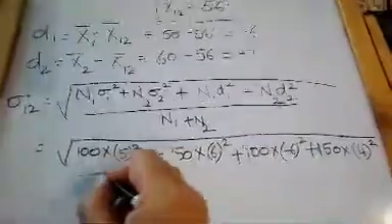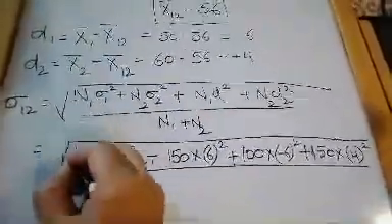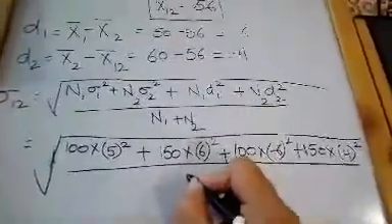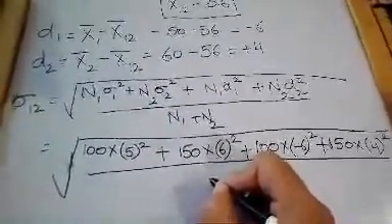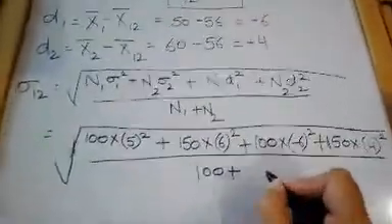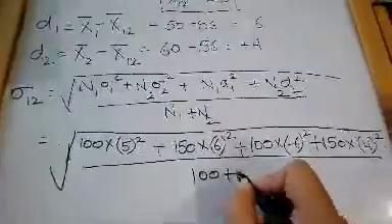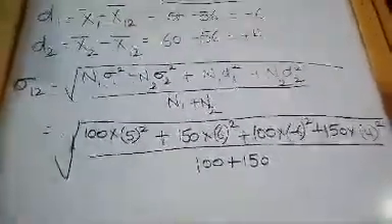Okay, and now dividing it by N1 plus N2. Value of N1 was 100 and value of N2 was 150. Clear up till here, children?